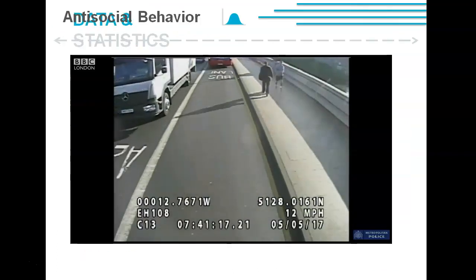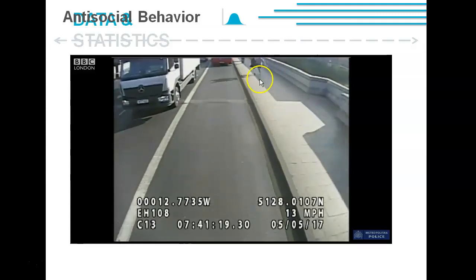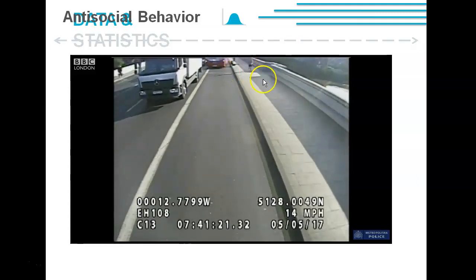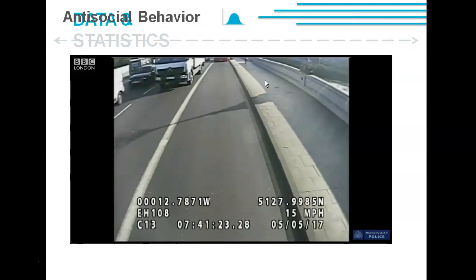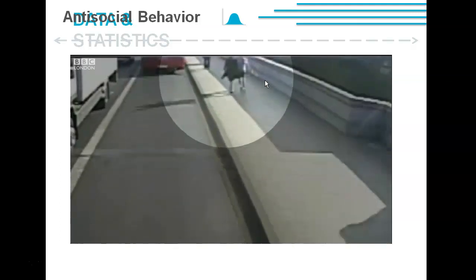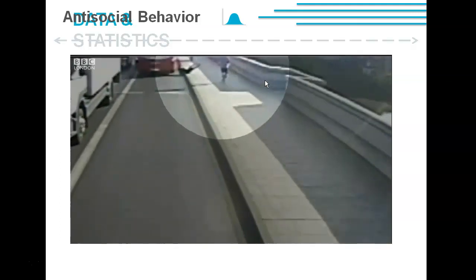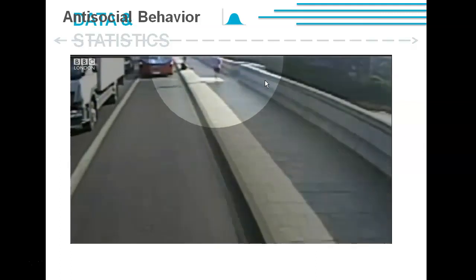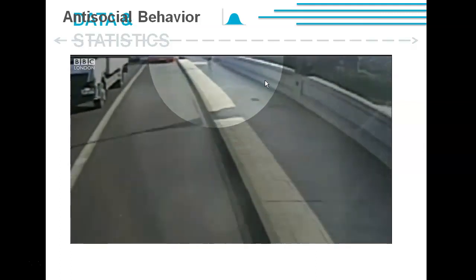Yes. This is just a very quick example. Watch this, jogger. Push the lady. That is an example. And no one was hurt, luckily. And you'll see it again. That is an example of antisocial behavior. That is not an okay thing to do.